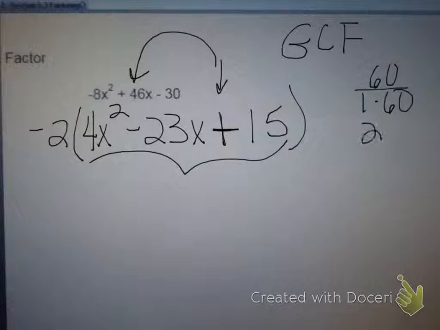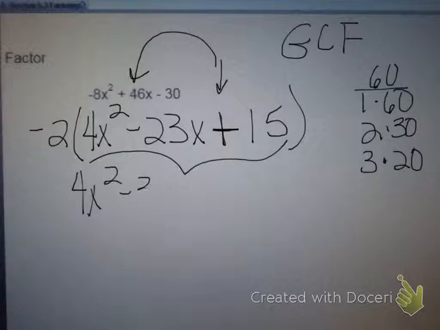1 times 60, 2 times 30, 3 times 20. Right there, 3 times 20. If I added 3 and 20, I get 23. So I'm going to split the middle term, and they're both negative. So once again, it doesn't really matter which one you write first.